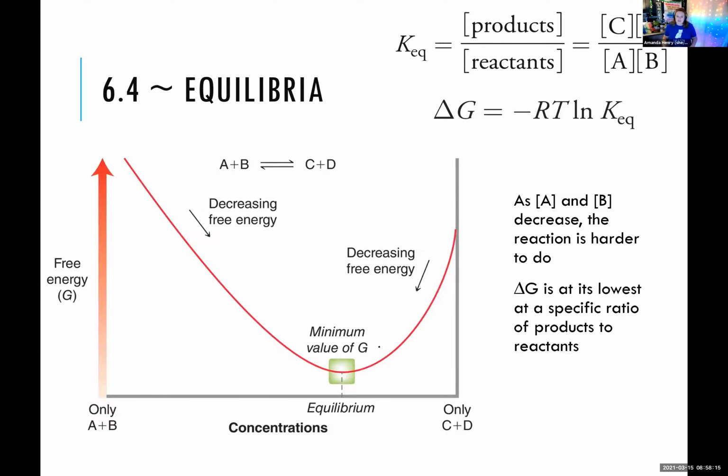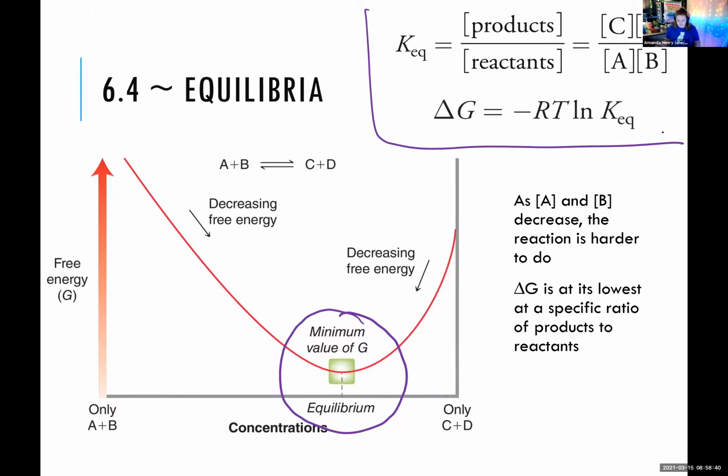A lot of the reactions we look at are in equilibrium. So we have a reversible reaction that can go from products to reactants and vice versa. And this is showing us that wherever we reach our equilibrium, that's when delta G will be at the lowest. So you probably looked at graphs like this last semester. You definitely looked at equations like this last semester.